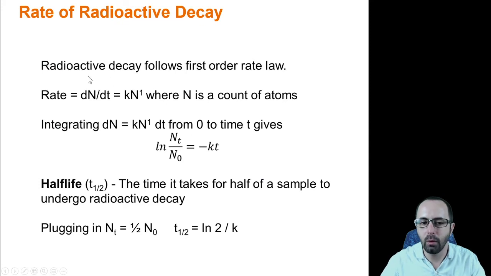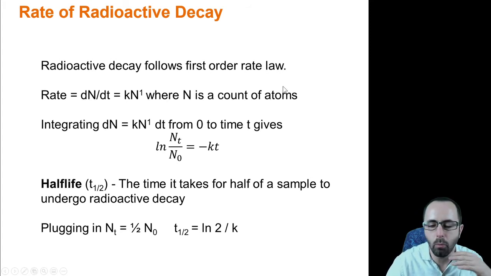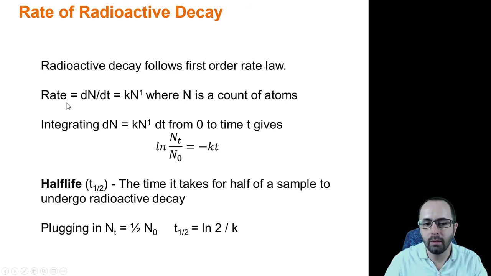Now, radioactive decay follows what's called a first order rate law. So we're going to be talking more about rate law when we get to the next chapter, chapter 16. But a rate is defined by a change, in the case of nuclear reactions, a change in the number of radioactive atoms divided by the change in time. The d here means a change. And it is described by a rate constant times the number of radioactive atoms to the first power. That's what it means for it to be first order rate law. And we'll go into more detail about this in chapter 16.